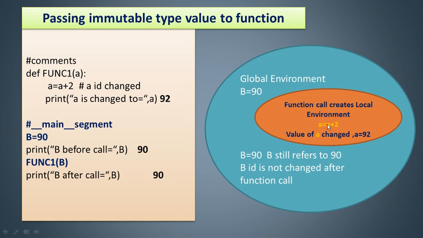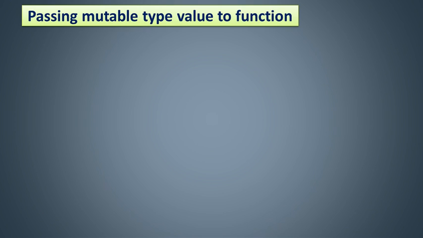When you call this function, what happens? A new environment, a local one, is created inside this global. Now in this local environment, the value of a has changed and the id of a has changed. Clear? But when you come back to your global, b still remains the same. So it does not change. This is before calling the function, and this is after calling the function, b remains the same. The id of b remains the same, b does not change. This is how immutable types, simple or primitive values, are passed, like your float, your boolean, your integer. So let us discuss the mutable types, like your dictionary or your list.